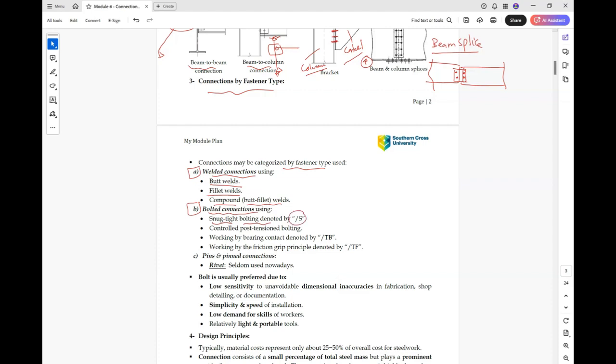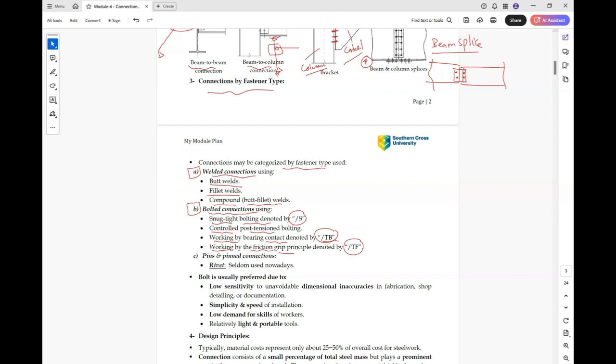denoted by /S, or controlled post tension bolting, or working by bearing contact, denoted by TB. So there are several types of bolted connection depending on how to apply the forces to tie the connection, or sorry, to tie the bolts. And there is also another type of connection working by friction grip, denoted by /TF.